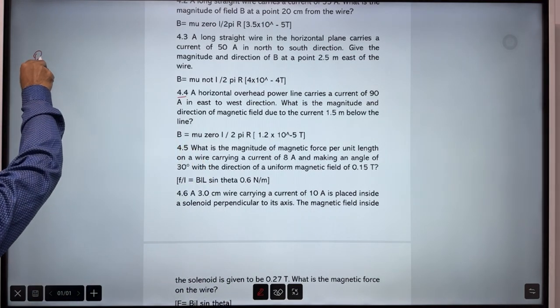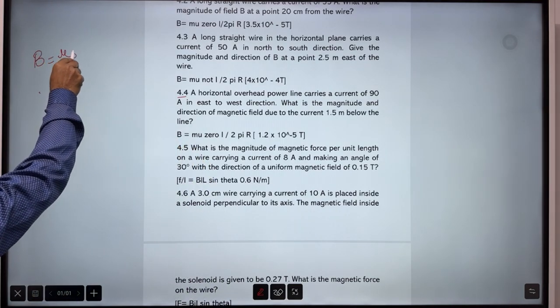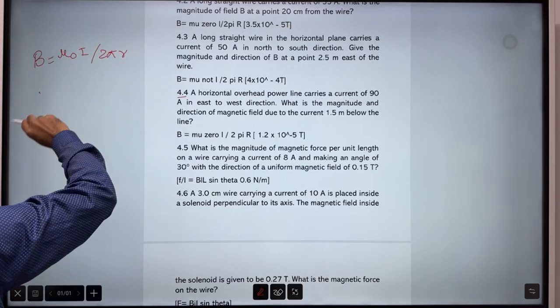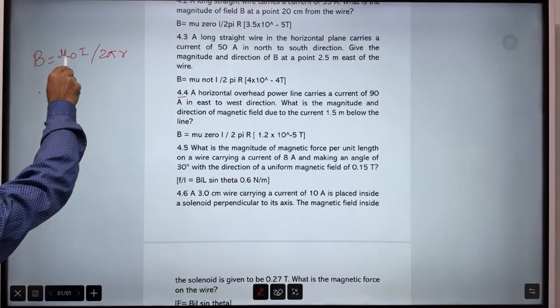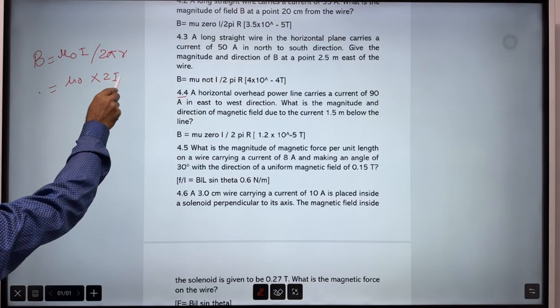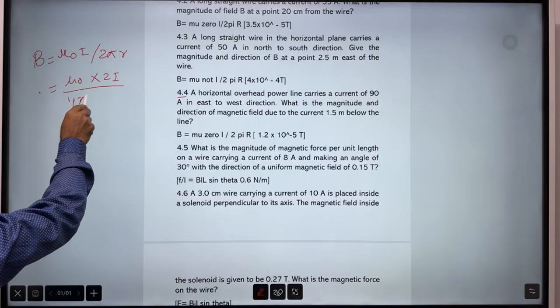So the same concept we have to apply. B equals mu naught I divided by 2 pi r. And what we do, we multiply by 2 in numerator and in denominator: mu naught into 2I divided by 4 pi times r.